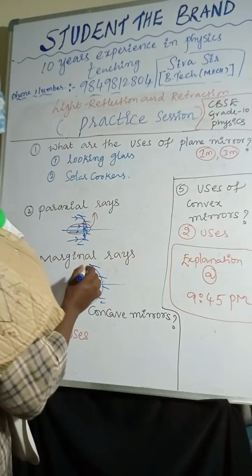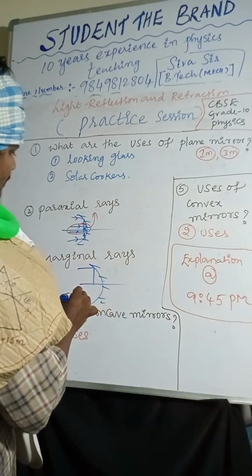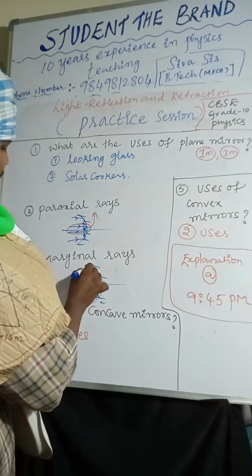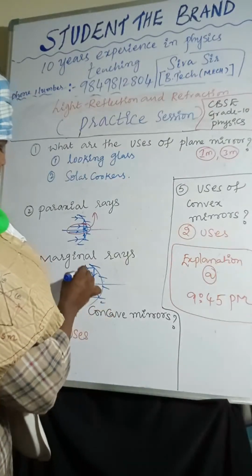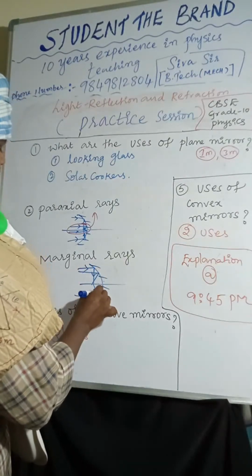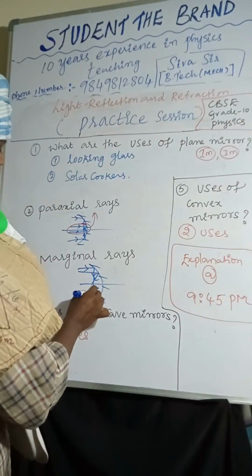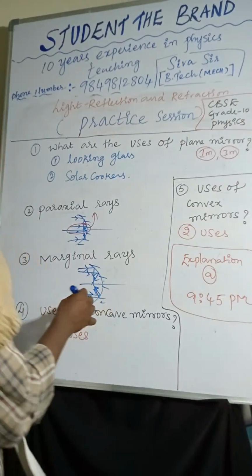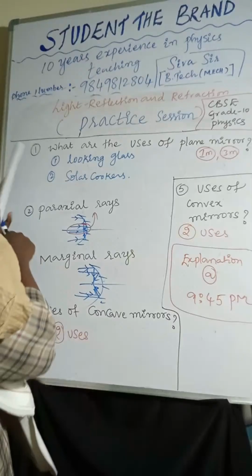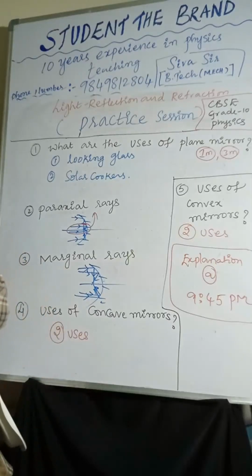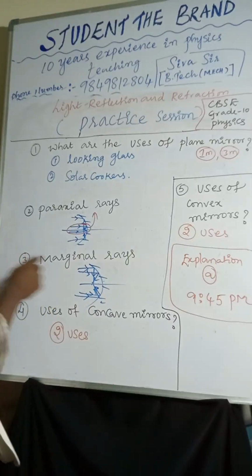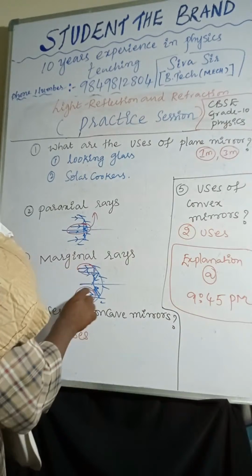The rays which are away from the principal axis are called marginal rays. Away from the principal axis means the edge, like this. It's not very close to the principal axis. Those are called marginal rays.